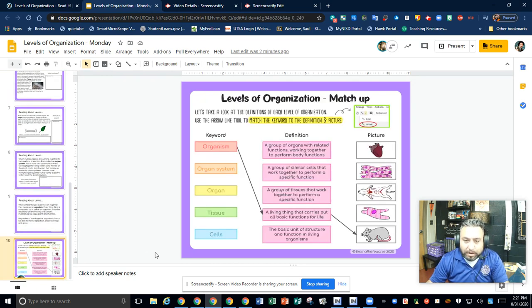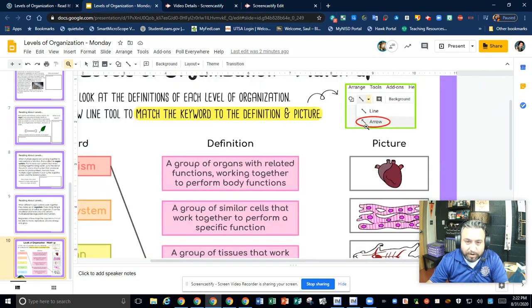The final part of your assignment is to match up your keyword with the definition and picture. Okay, in order to do that, you're going to have to draw arrows. Now you're using a computer, so you can't use a pen. So here's what you're going to do. I gave you a little hint on where to find the arrow. Here is a little snapshot of your toolbar located at the top of the screen. You want to find this right here.